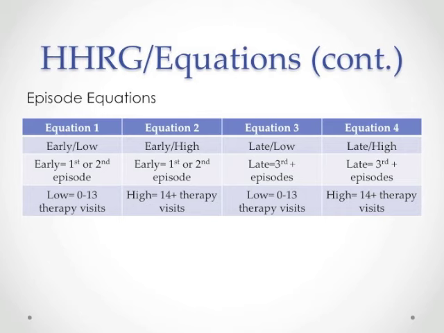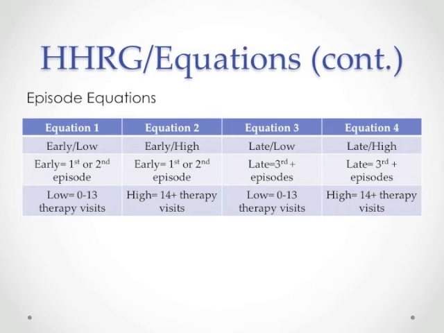And then on your episode equations, you have 4 equations: equation 1, 2, 3, and 4. Your episode timing, it's either early or late. Early is the first or second episode. Late is the 3rd episode and any episodes to follow that. On your equation number 1, it's an early low, which means it's an early episode. It's either the first or the second.